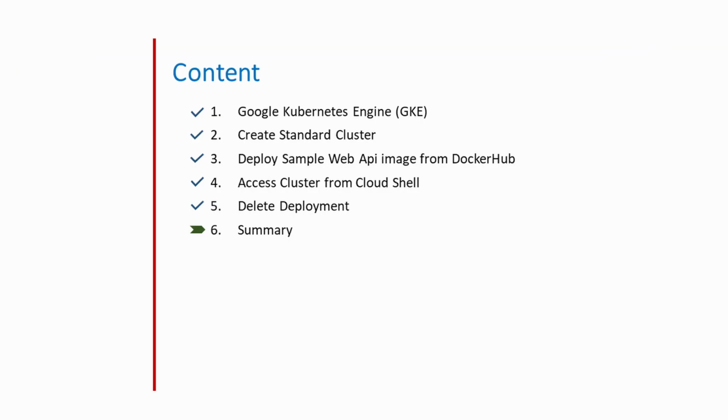First, we created a standard cluster. Then we deployed a sample web API from DockerHub. After that, we connected to the cluster from Cloud Shell. Finally, we deleted the deployments.